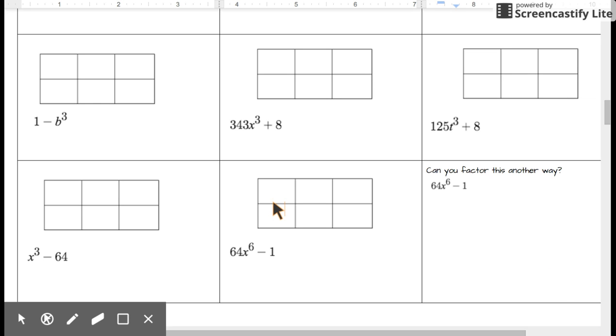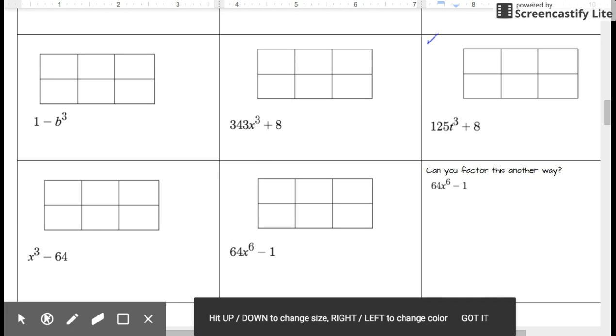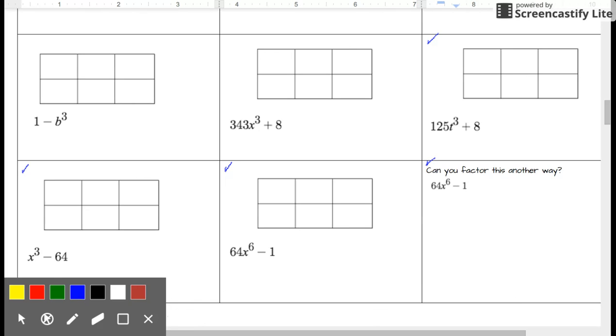Okay, for this worksheet, let's answer the following problems. So let's talk about this, this, and this. Okay, so let's start off with 125t cubed plus 8.